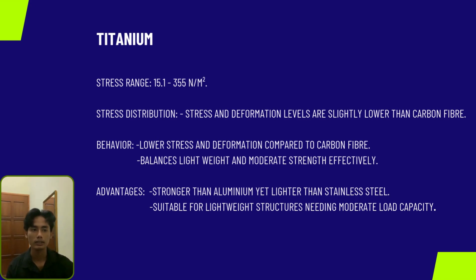Next, we have titanium. The von Mises stress in titanium ranges from 15.1 to 355 N/m², with stress distribution patterns similar to aluminium. Titanium strikes a balance between lightweight and moderate strength, as it is stronger than aluminium but has a lower density compared to stainless steel. This makes it particularly suitable for applications requiring structures that are lightweight yet moderately strong. Titanium is a great compromise when both weight reduction and load carrying capacity are important.